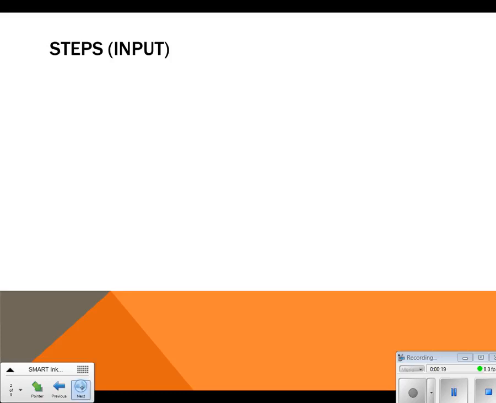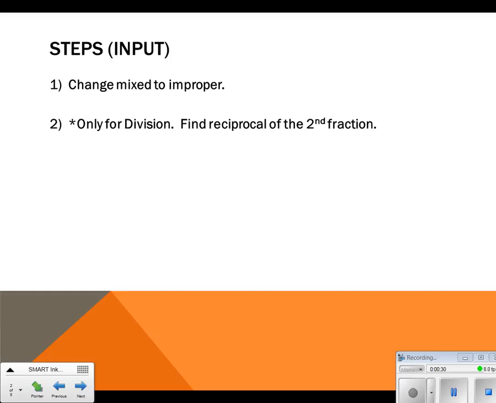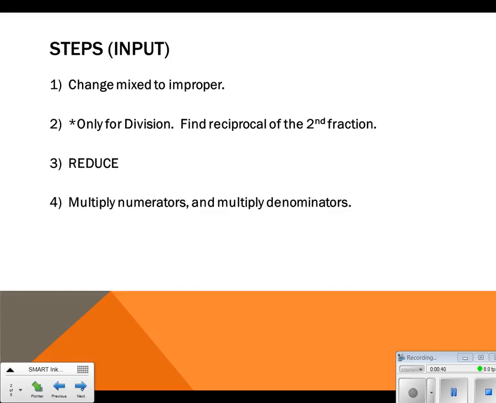So on your input, number 1, the first thing, change any mixed number to improper. Step 2 is only for division problems with rational numbers, where you find the reciprocal of the second fraction. Step 3, reduce, if you can. Step 4, multiply the numerators and multiply the denominators. Step 5, reduce. Step 6, change any improper fractions into mixed numbers.